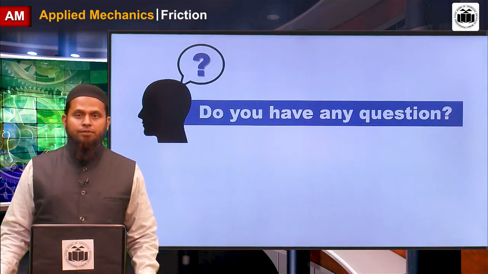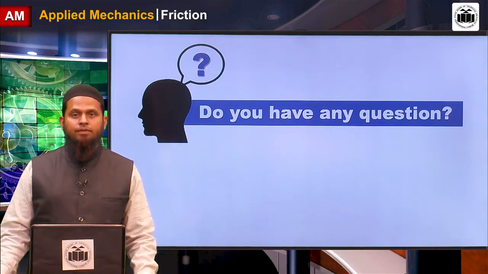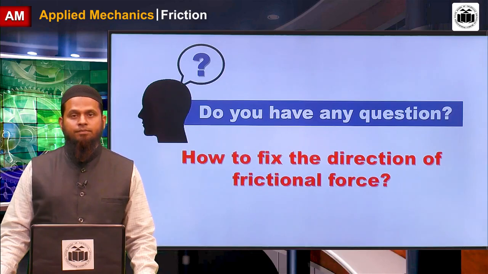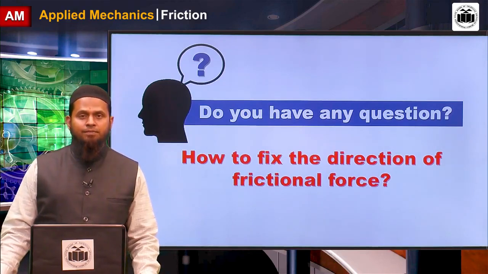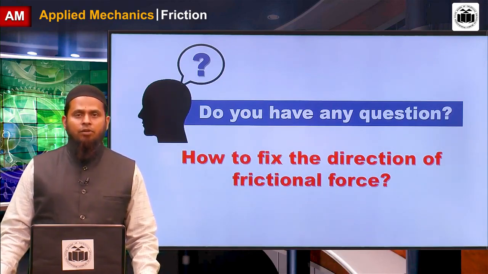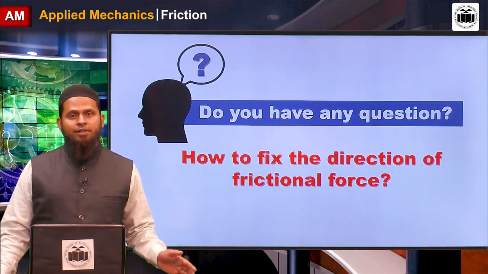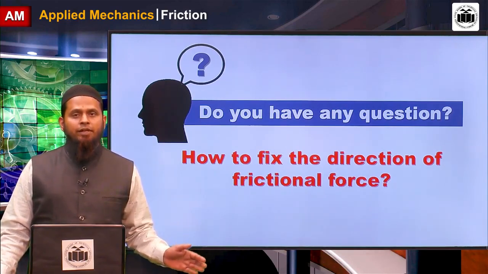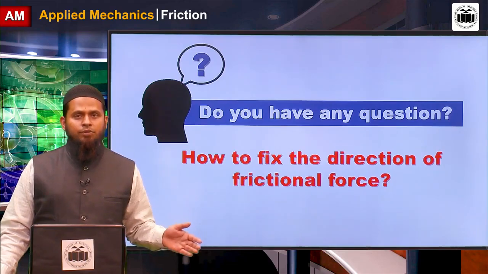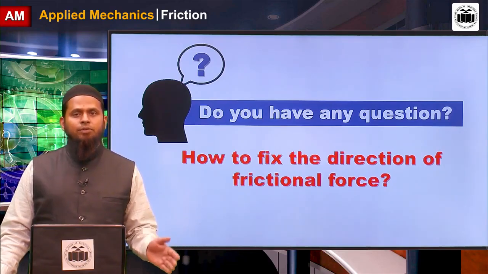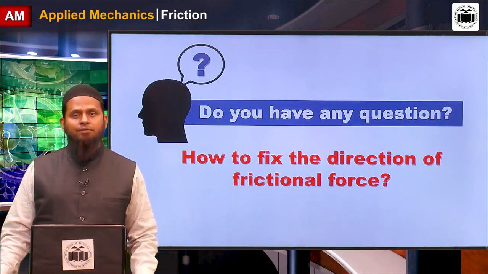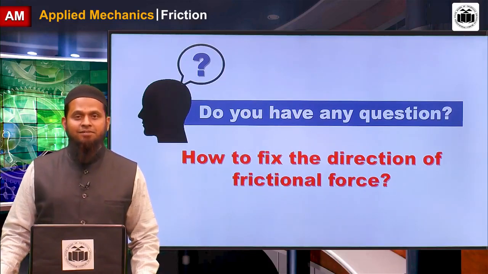Do you have any question? Yes, sir. I have one question. How to fix the direction of frictional force? Very good question and nice question. As we learn in laws of friction, the direction of frictional force is always opposite to the motion. Just think the motion of the block and go the opposite to it. This is the direction of the frictional force. But remember, the frictional force is always tangential to surface. Do you understand this? Yes, sir.